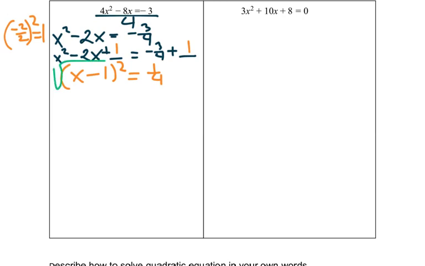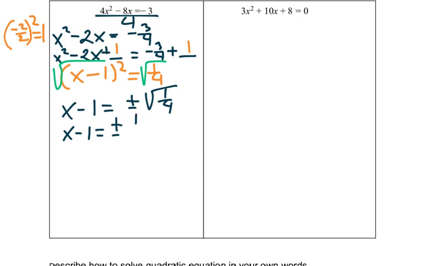Now we're going to take the square root of both sides. So x minus 1 is going to be positive and negative square root of 1/4. And now we take the square root of numerator and denominator separately. So we get square root of 1 is 1, square root of 4 is 2. And we're going to add 1 to both sides. So my answer becomes 1 plus or minus a half.